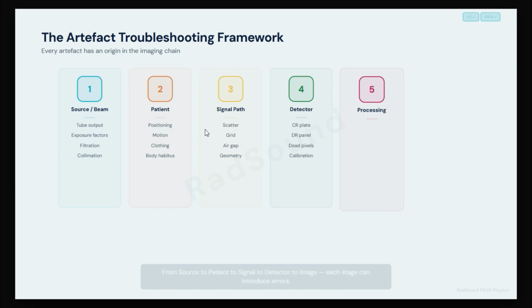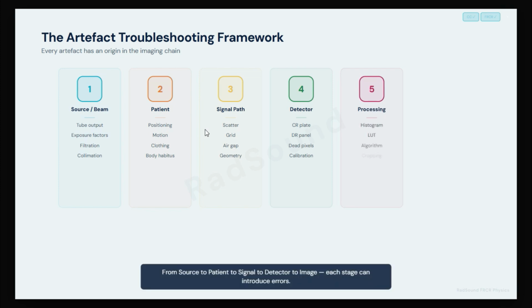And sometimes all might be perfect, but the problem will arise from the processing. That could be histogram, lookup table, algorithm abnormality, cropping. And sometimes everything will be perfect, but problems arise from the quality assurance, because we're not following the quality assurance as it should be. Some parameters must be monitored annually, some of them every 2 years, some of them every 6 months. So failure to do quality assurance might lead to artifacts.